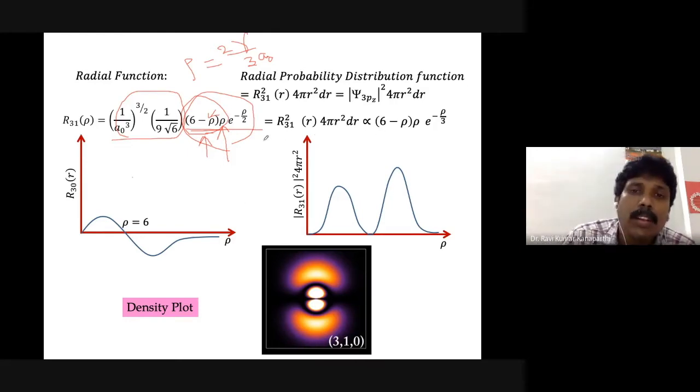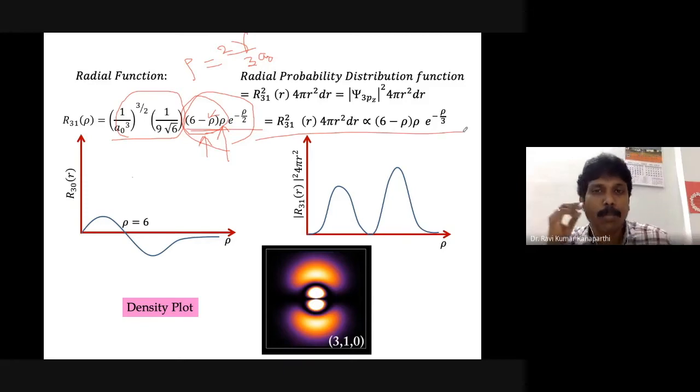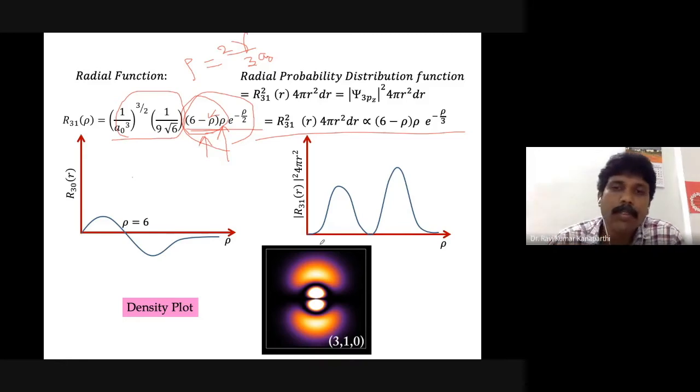And the square function, which is nothing but the radial probability distribution function, can be easily guessed. Just take the square of the radial function, and that gives you this one. When you take the square of any function, whether positive or negative, it becomes positive. Therefore, we can guess two positive peaks for this particular radial probability distribution curve.